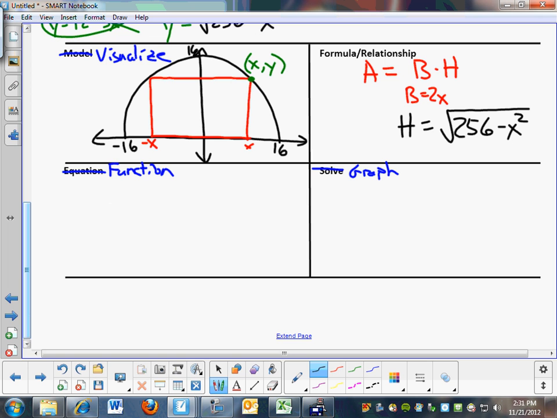So we can now write a function. Our function is area. What is our variable? x. What does x represent? The distance that the corner of the rectangle is from the origin. So area in terms of x is, what's my base? I write out that formula, base times height. Base is 2x, and my height is the square root of 256 minus x squared.